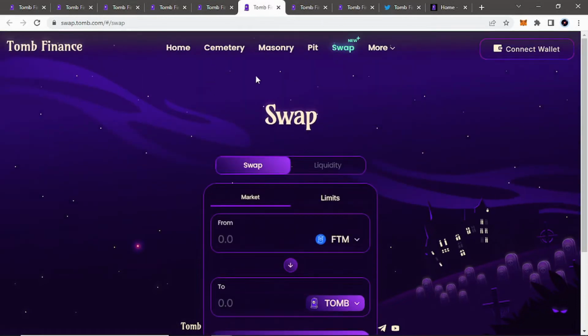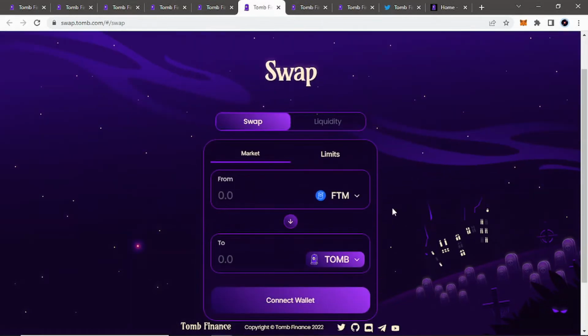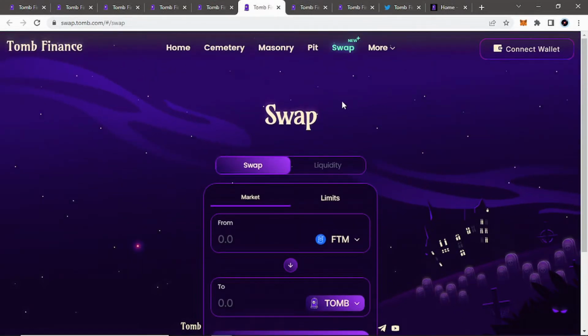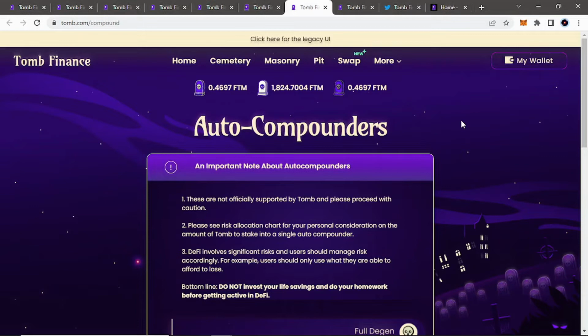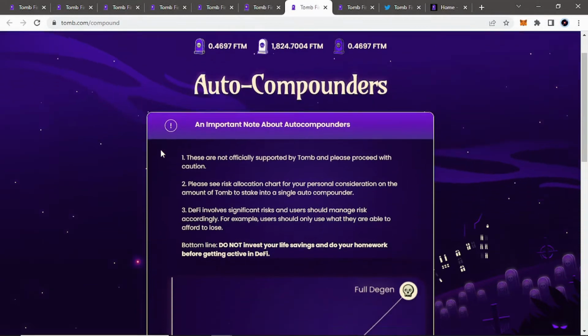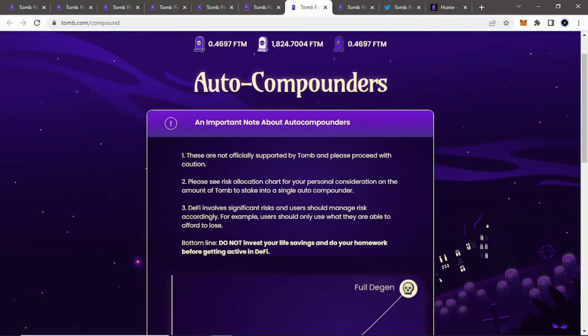You can only buy bonds, I believe, when we're under peg, like right now. They have their swap right here, or you can buy their tokens on Spooky Swap, Spirit Swap, and other places, but it's easier to do it right in their interface. And Tomb does have these auto compounders that you can use. They do note that these are not officially supported by Tomb, so please proceed with caution.